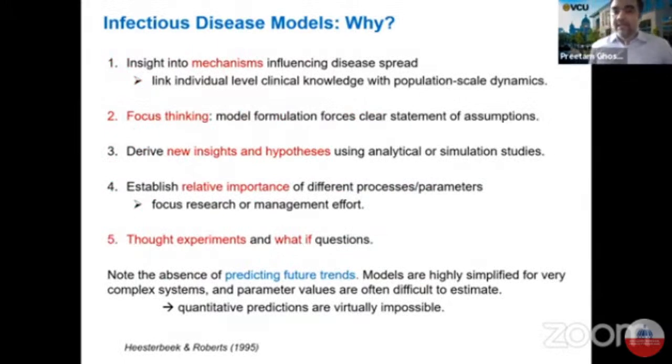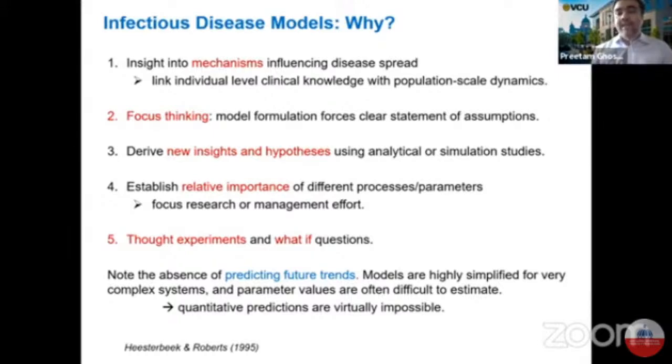So why do we even need these types of infectious disease models? There are plenty of groups who have worked on these types of models in the past year. It gives us an insight into the mechanisms, right? How the disease is spreading with time. Also, very important is it can link individual level clinical knowledge to the population scale dynamics. Okay, so what is individual level clinical knowledge? How long does it take for an infected person to recover? How long does it take for an exposed person, somebody exposed to the infection, to start developing the symptoms, right? So these are individual level clinical knowledge.